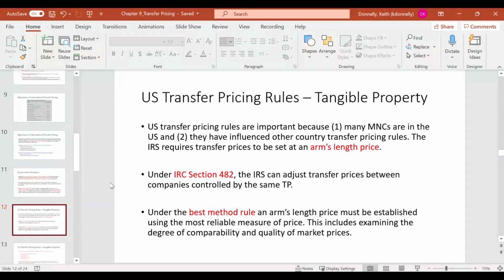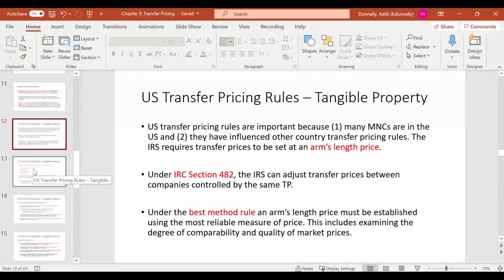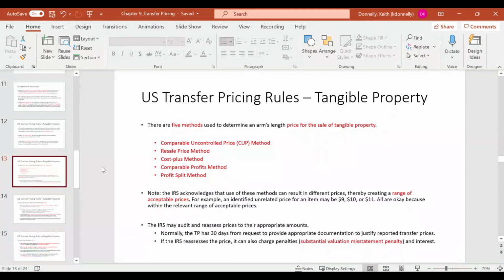There are various methods the IRS lets you use to establish an arm's length price. And it really depends on the facts and circumstances as to which one you're going to pick. That is to say, we're trying to establish an arm's length price for the sale of tangible property. The IRS gives you 5 methods, right? The comparable uncontrolled price method, the CUP method, the resale method, the cost plus method, the comparable profits method, and the profit split method. Now, all of these are different methods that are permissible that you can use.